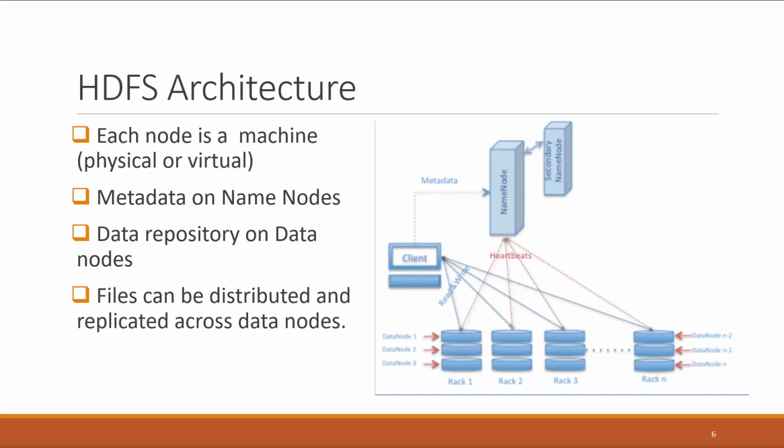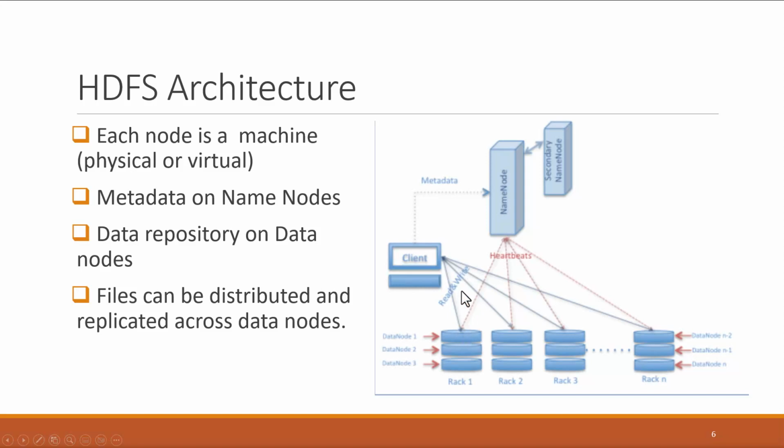Now, I do want to point out here that the files themselves can be distributed across multiple data nodes. So let's say I've got a file that's 500 gigabytes in size, and I want to store that in a distributed file system.